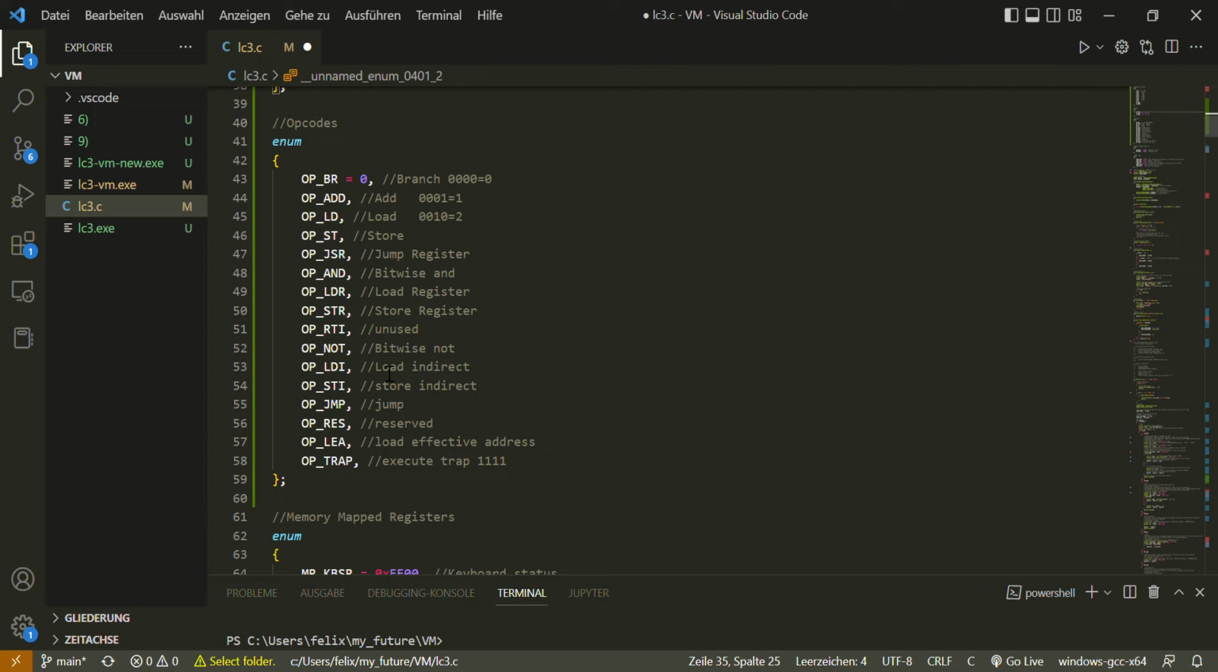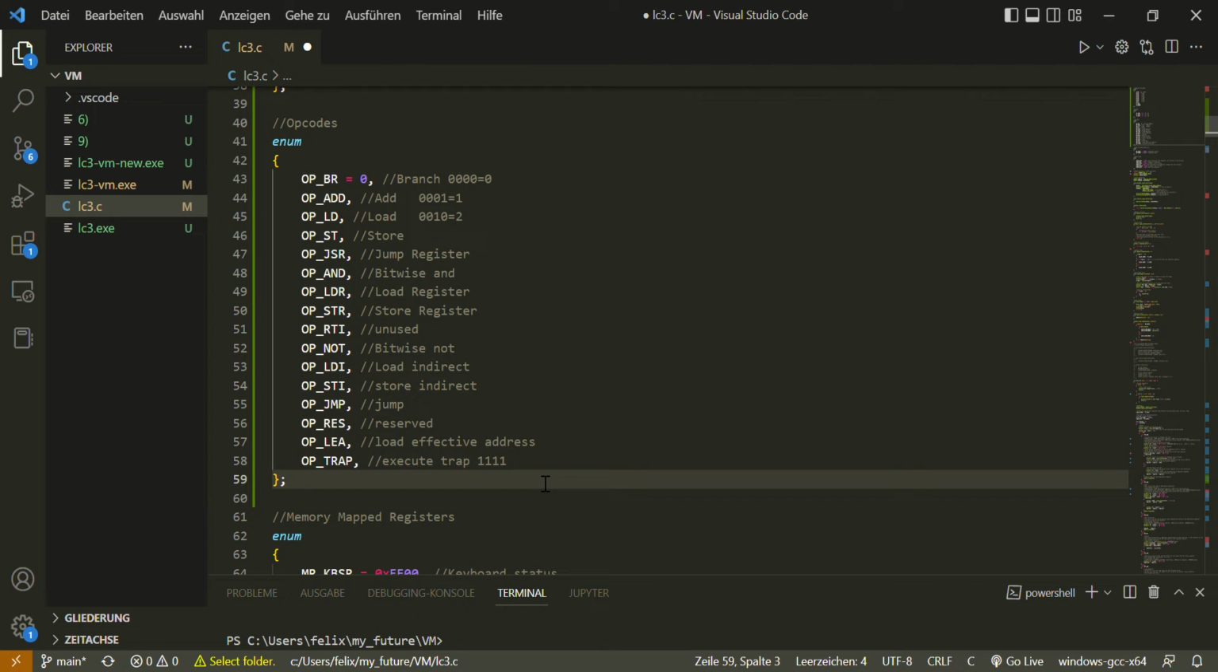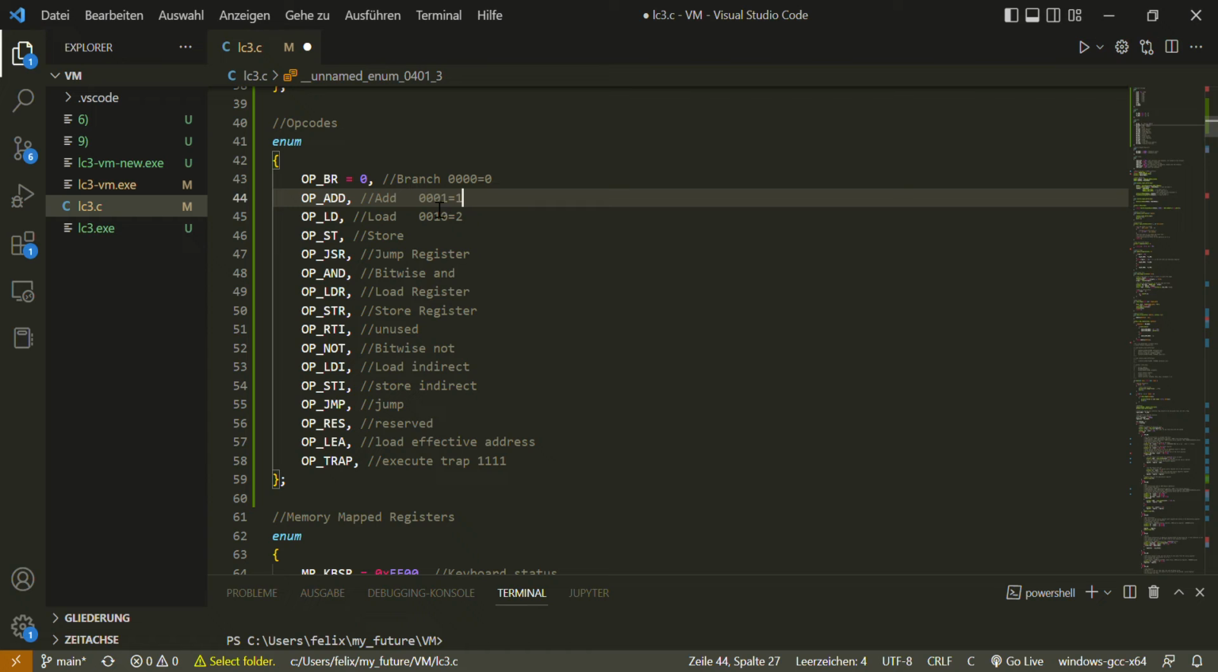Here we have the enumeration for the different opcodes, like the branch instruction, add, load, store, jump register, and so on. We have exactly 16 different instructions, and to indicate 16 different instructions we need exactly 4 bits. I think when you have watched the other videos you are familiar with this concept. So then let's look into some implementations of the instructions.